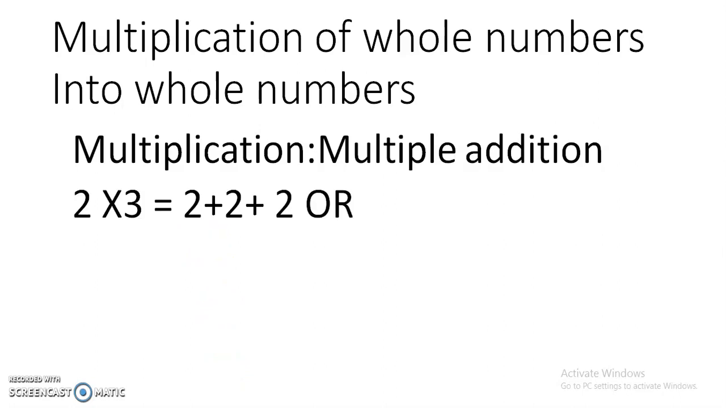Right now let's take an example of whole numbers where you have 2 and 3 multiplied together. Here I can say 2 is multiplied 3 times, or there is multiple addition of 2. 2 is added how many times? 3 times. That means 2 is multiplied by 3. Or it can be 3 multiplied 2 times, or multiple addition of 3, 2 times. So that gives you 6.